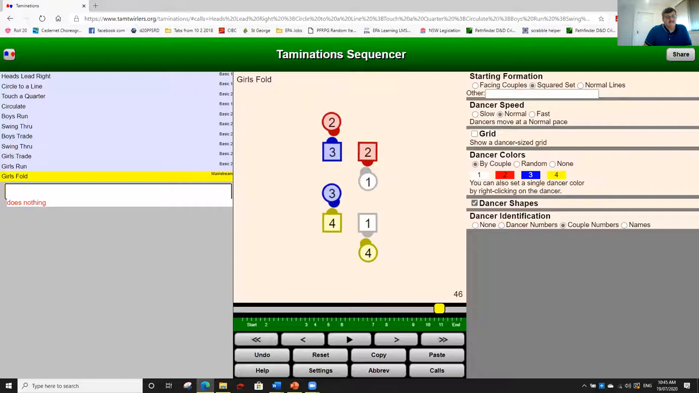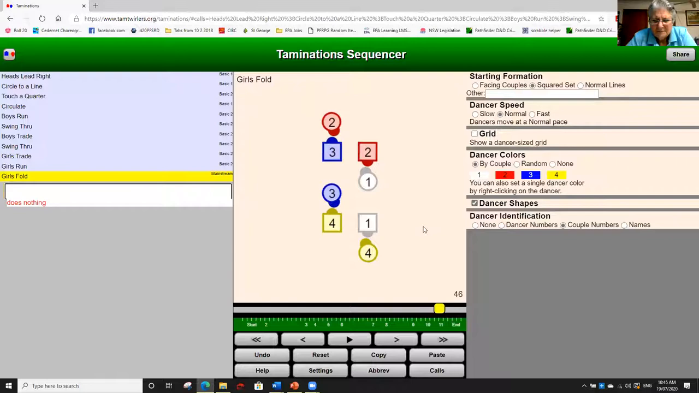Okay, so we've got a singing call that has a partner line, a corner box, and then a sort of offset corner box. If I wanted to fix that corner box so that it was in an ocean wave, what would I call? Would I call a swing through from here? I would. Yeah. It might be technically doable, but it doesn't look good.